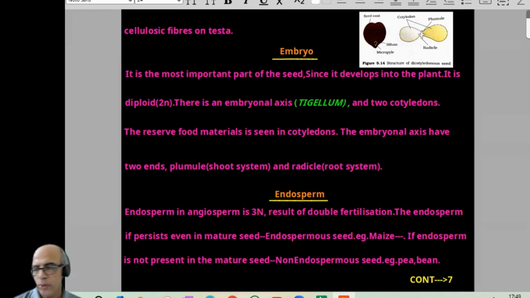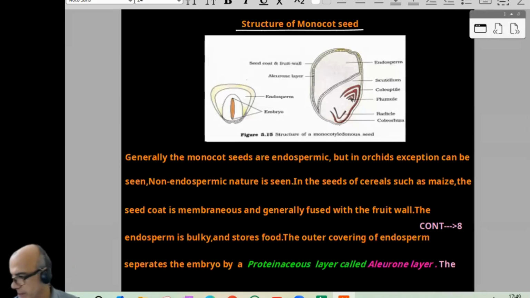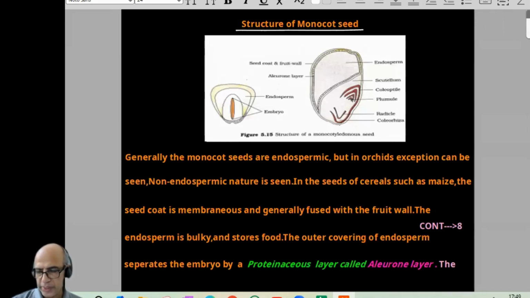Now we have to proceed to the monocot seed. So dicot seed is over. Now it is monocot seed. The diagram of the second one is also a famous question for labeling. Endosperm, scutellum, coleoptile, coleorhiza are labeling questions. Aleurone layer. Generally, monocot seeds are endospermic, but the exception is orchids, where a non-endospermic nature is seen.